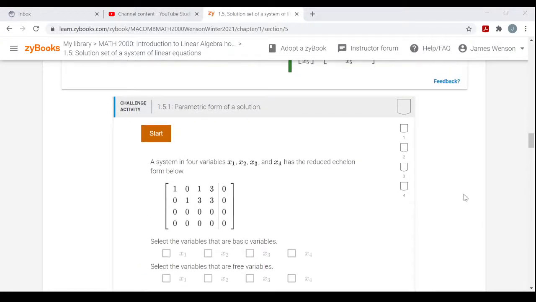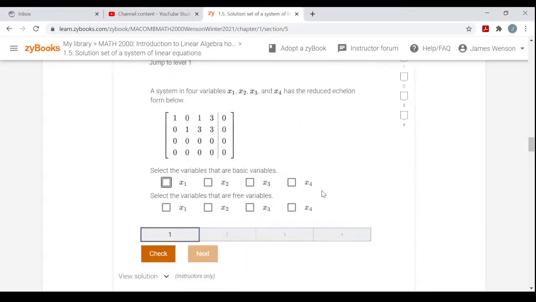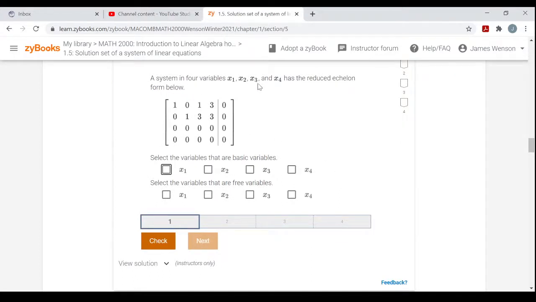So now the challenge activity. I'm sure some of them are going to have you write the general solution. Some of them are going to have you just identify variables. So here, a system in 4 variables has the reduced echelon form below. Where are the pivots? They're in the first column and the second column. And that's it. There's no other pivots. So the first variable, x1, and the second variable are basic. And the last 2 columns in the coefficient matrix, just the coefficient matrix, are not pivot columns. So x3 and x4 would be the free variables. You could let those be whatever numbers you wanted.